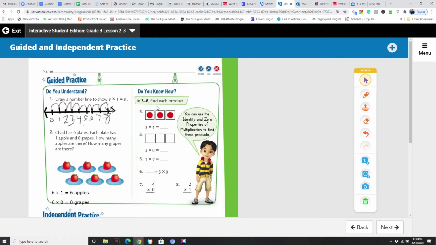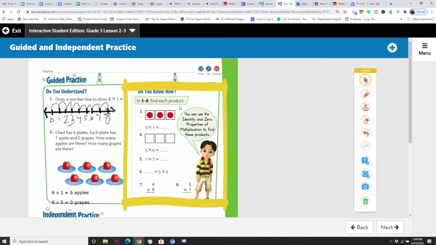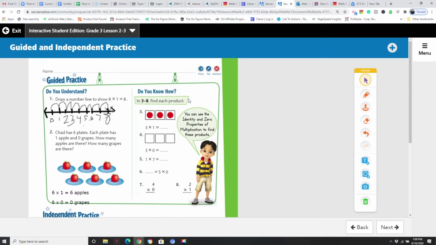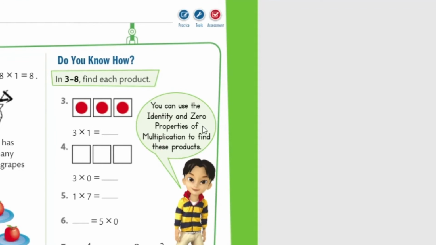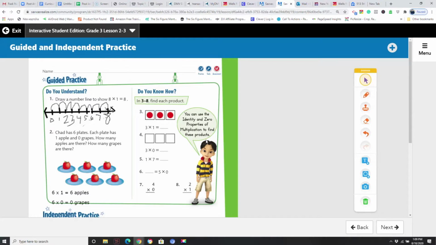Okay, numbers 3 through 8, find each product. So again, our product is the answer to the multiplication equation. And if you look over here, it says you can use the identity and 0 properties of multiplication to find these products. So our identity property tells us that anytime we multiply a number times 1, we get that number.